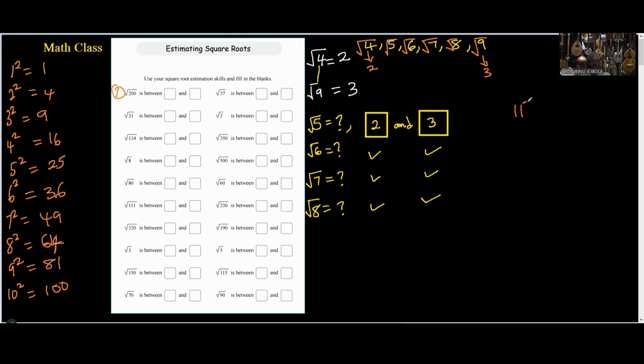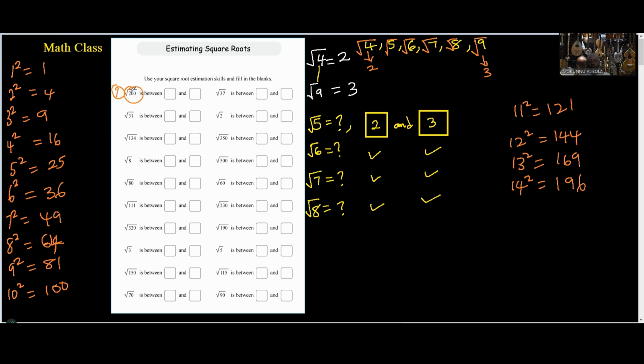Then I can continue on the other side. 11 square is 121. 12 square is 144. That's 12 times 12. 13 square is 169. Please just focus. So 14 square is 196. But the number I have here is 200. So that means 196 is close to 200.